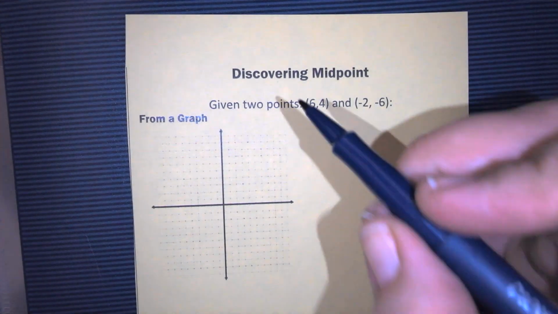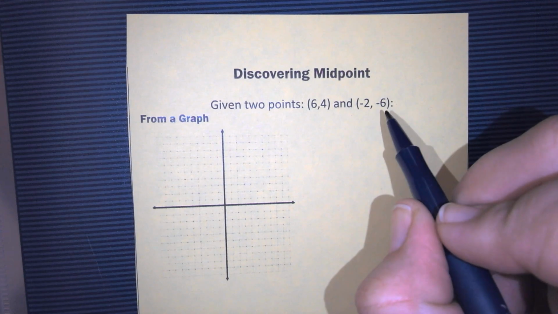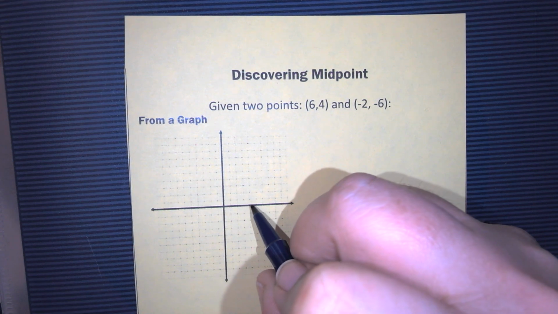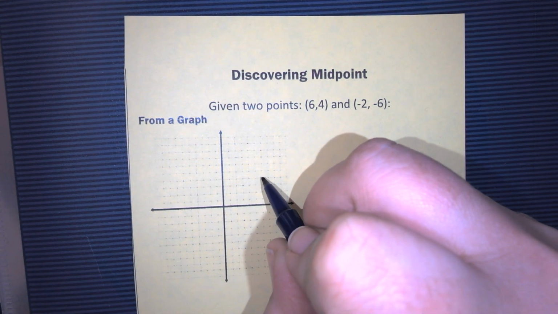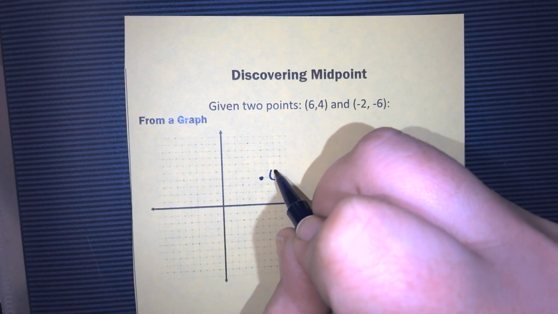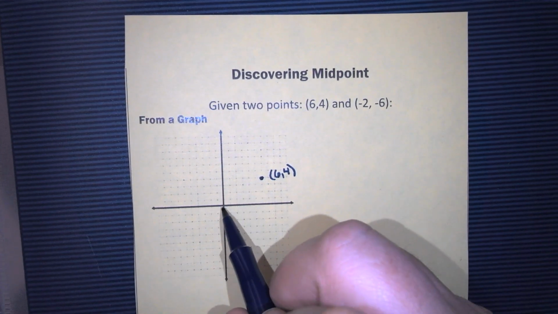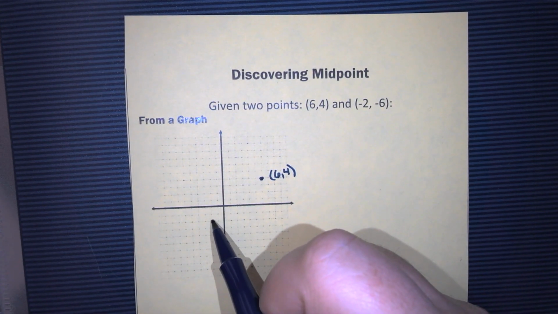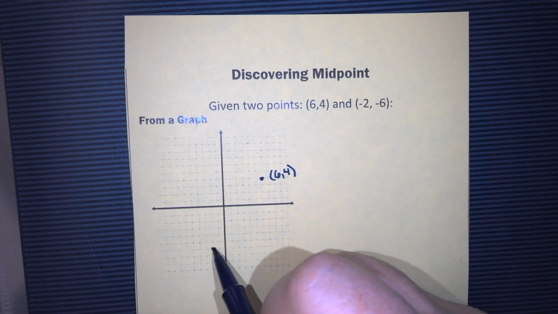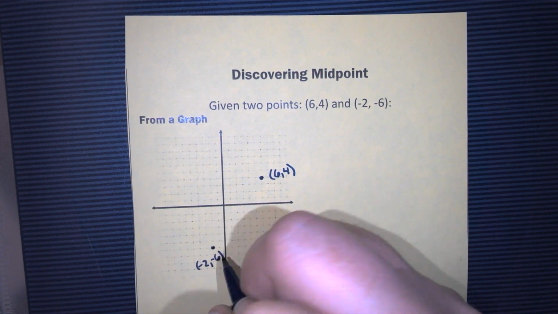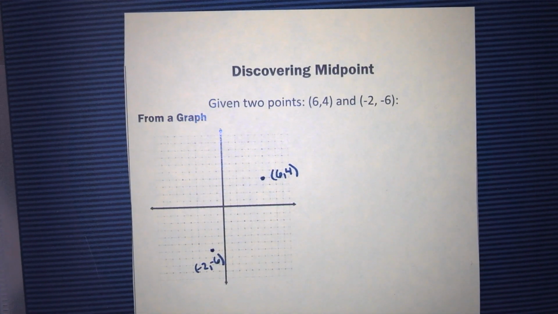So first thing to do is we're going to graph these 2 points, this 6, 4 and -2, -6. So 6, 4, I'm going to go to the right, 1, 2, 3, 4, 5, 6, and then up 1, 2, 3, 4. So it'll be right here. And -2, -6, I'm going to go to the left 2, and then down 6, 2, 3, 4, 5, 6. It's going to be right here. And then we're going to connect these two together. So I'm going to grab my ruler and make a segment connecting the two.